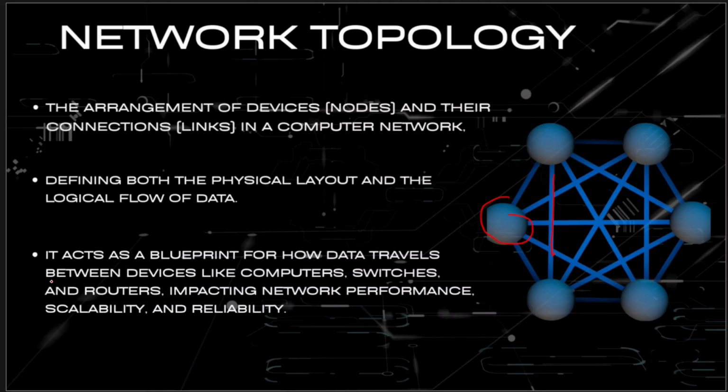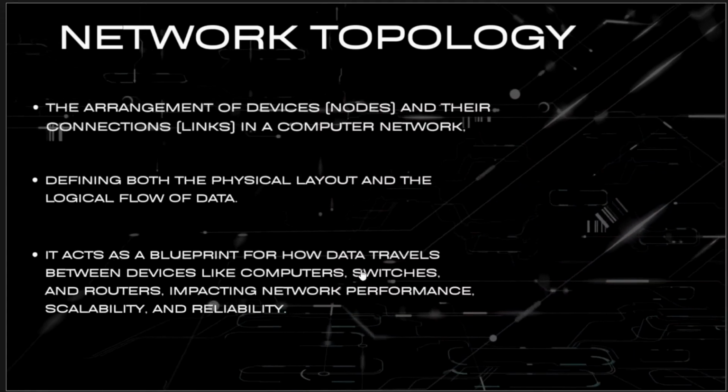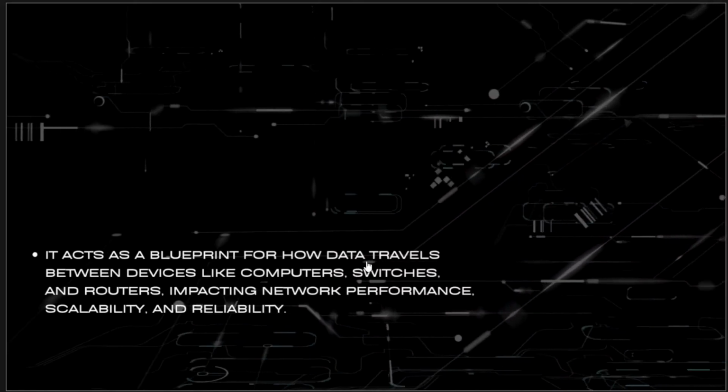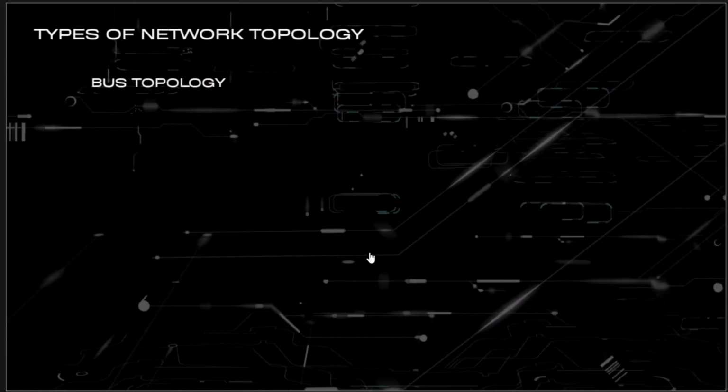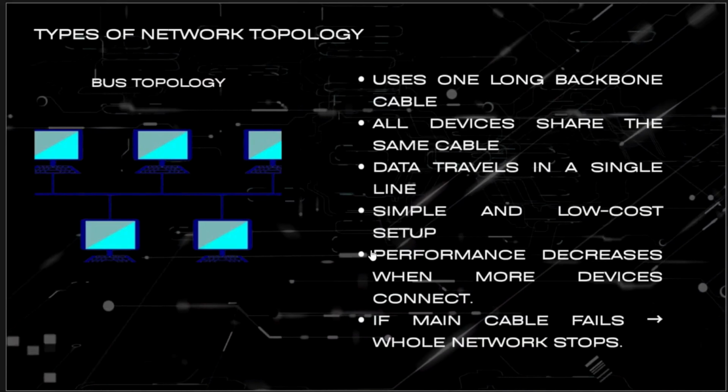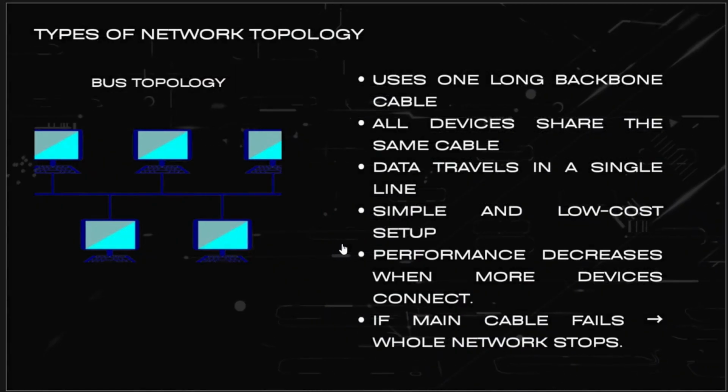It acts as a blueprint for how data travels between devices like computers, switches, and routers, impacting network performance by affecting scalability, reliability, and throughput. These are the basic things about network topology we need to know before starting. Now, the types of network topology. First, we will be seeing bus topology.